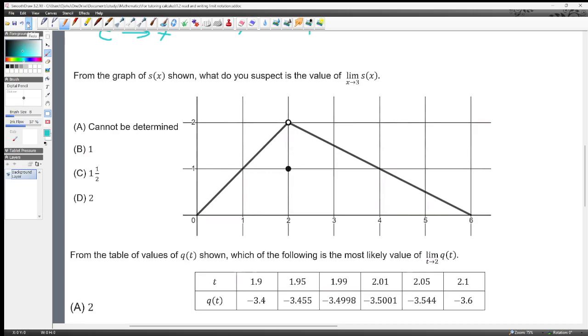So let's continue. So as x approaches 3. That's a way better line.